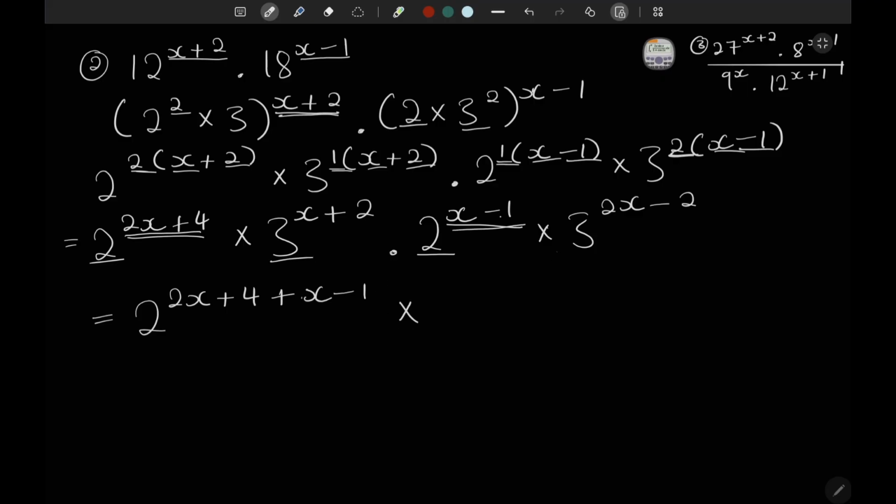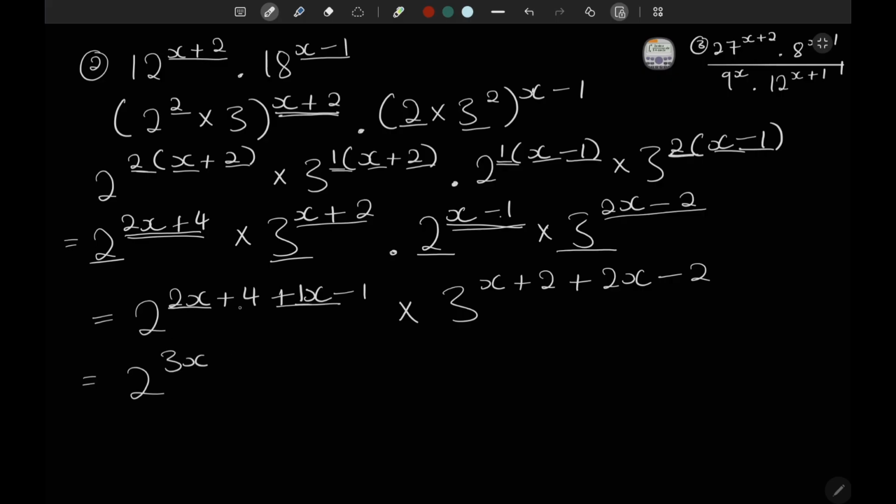Times, we have 3 and 3. We have 2 bases that are multiplied, so we add the exponents. So you write down our base, which is 3, then x plus 2 plus 2x minus 2. Now let's simplify. Let's look at our exponents and identify like terms. 2x plus x, those are like terms, which is basically 1x. So 2 plus 1 is 3.